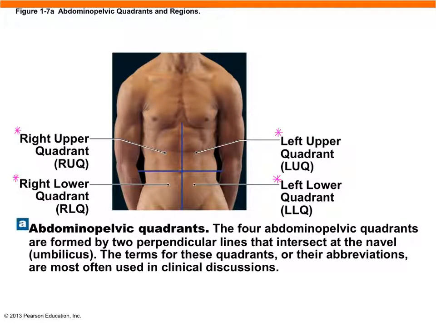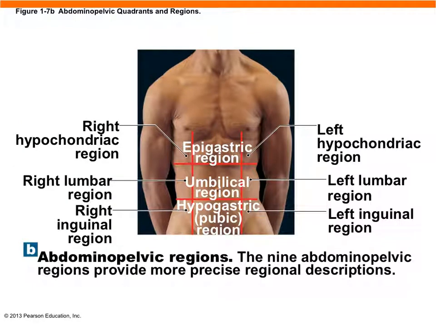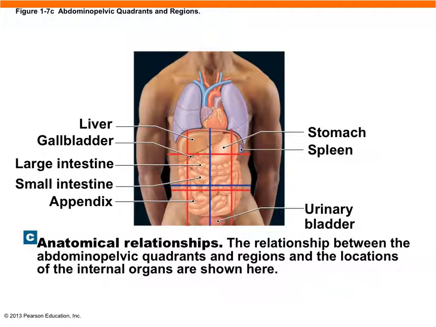Here you could see the 4 abdominal pelvic quadrants: the right upper quadrant, the left upper quadrant, the right lower quadrant, the left lower quadrant. Here you could see the regions: the right hypochondriac region, the epigastric region, the left hypochondriac region, the middle section, the right lumbar region, the umbilical region, and the left lumbar region, and the lower part, the right inguinal region, the hypogastric region, and the left inguinal region. This shows you the anatomical relationships of the organs to the quadrants and the regions.